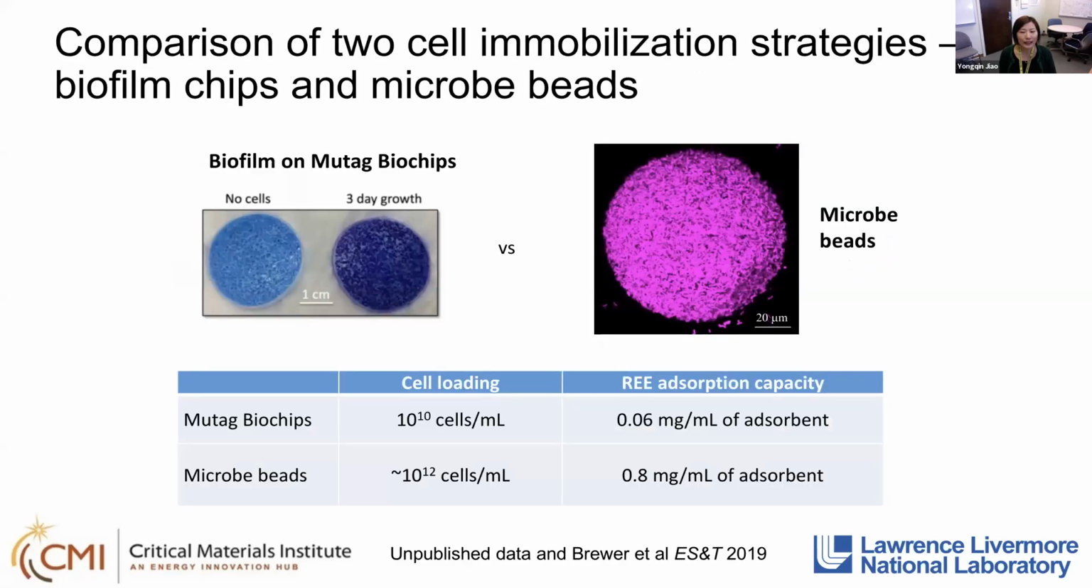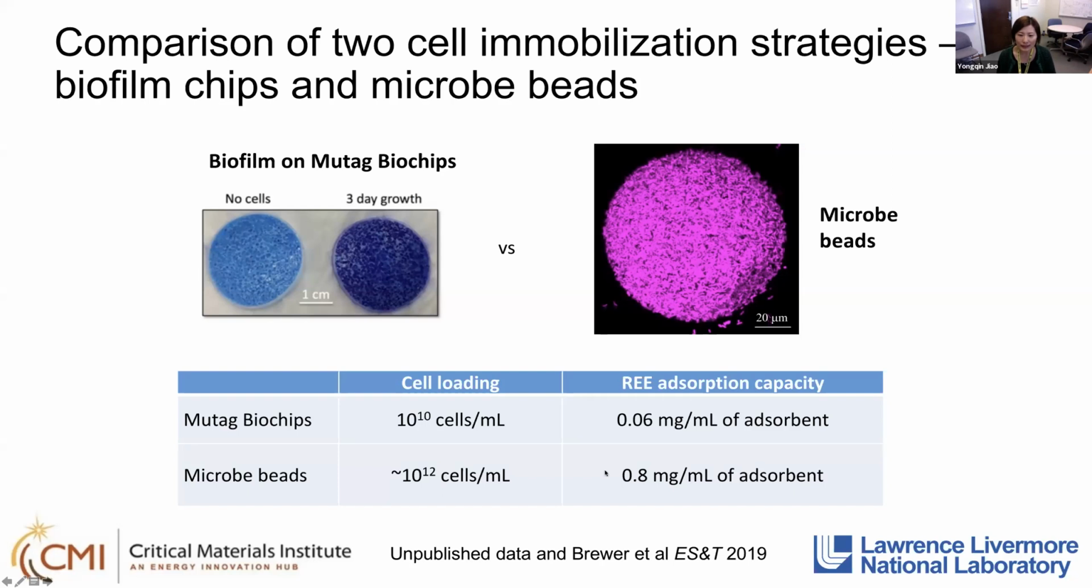So very quickly, here shows the comparison of the performance for rare earth absorption using these two platforms. On the left is a crystal violet assay showing that we could form biofilms on those biofilm carrier discs. And on the right are microbeads with polymer-encapsulated microbes. It's a confocal image of the microbeads, about 100 micron in diameter.